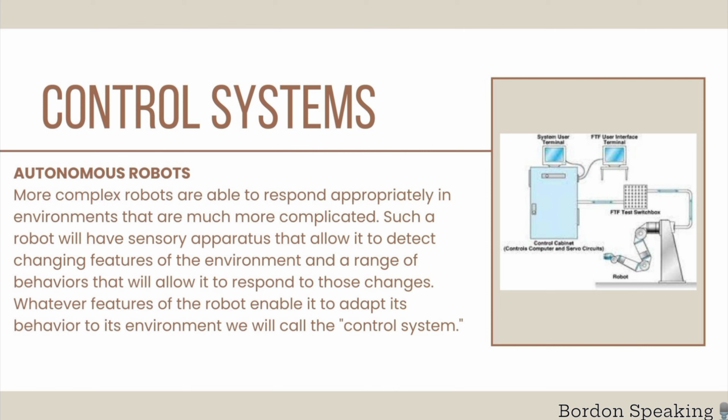Next are the autonomous robots. More complex robots are able to respond appropriately in environments that are much more complicated. Such a robot will have a sensory apparatus that allows it to detect changing features of the environment and a range of behaviors that will allow it to respond to those changes. Whatever features of the robot enable it to adapt its behavior to its environment, we will call the control system.